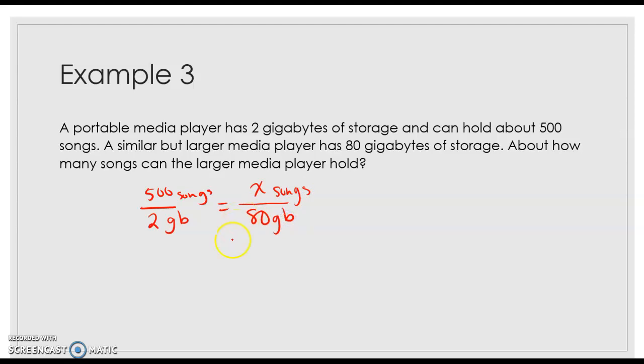From here I'm going to cross multiply. I'm going to take 2 times x, so I get 2x equals 500 times 80. And 500 times 80 is 40,000.